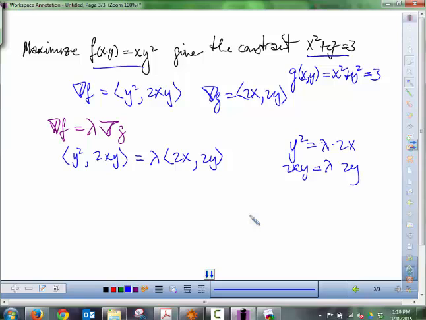Wait, that's only 2 equations. I have three unknowns, so I need a third equation. The constraint, the G. So this is always going to come in as your third equation: x squared plus y squared is equal to 3. So you're going to get as many equations as variables from the lambda relationship, and you're going to be one equation short. You can always find that one equation from your constraint. Okay? So now just go at it.